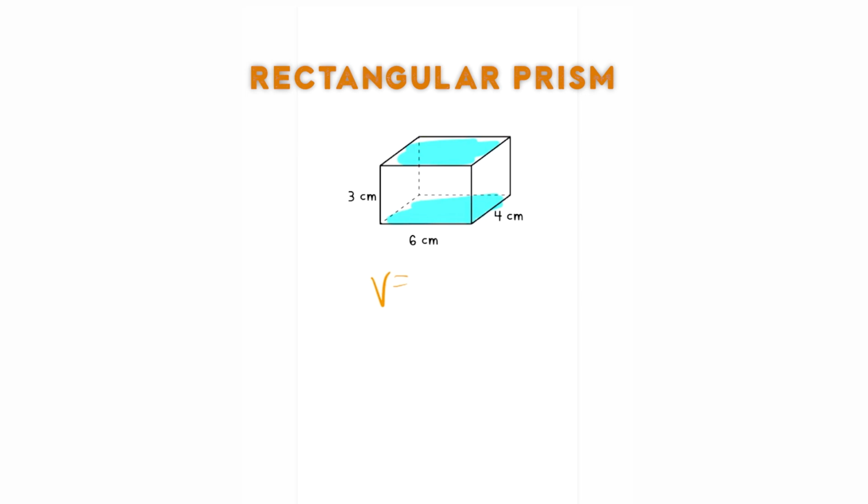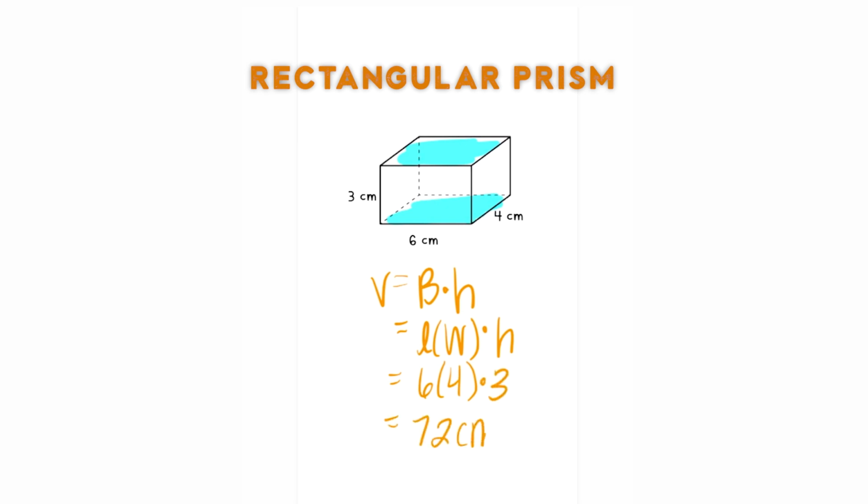Now to find the volume, we take the area of the base and multiply it by the height. Because the base is a rectangle, we need to do length times width to find the area, and then multiply it by the height. So basically this 6x4 rectangle is being stacked 3 times, and we get 72. Because the area is already squared, when we multiply that third dimension, we get cubed for volume. So the volume of this rectangular prism is 72 cubic centimeters.